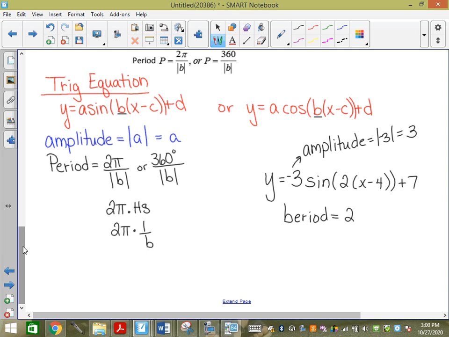The b value is 2. The period of this would be what? 2 pi over 2.